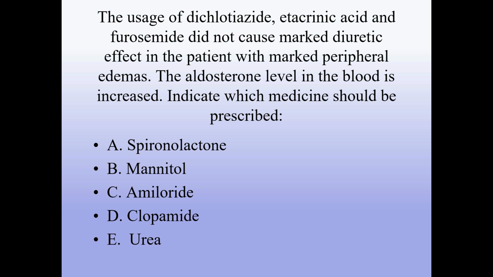The usage of hydrochlorothiazide, ethacrynic acid, and furosemide didn't cause a marked diuretic effect in a patient with marked peripheral edemas. The aldosterone level in the blood is increased. Indicate which medicine should be prescribed. In this case, the specific hint is that the aldosterone level in the blood is increased and none of the other diuretics provided a marked effect. So you must find a drug which acts on aldosterone. From all the options, it will be spironolactone.